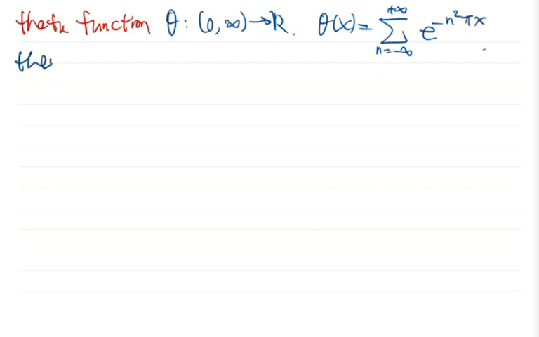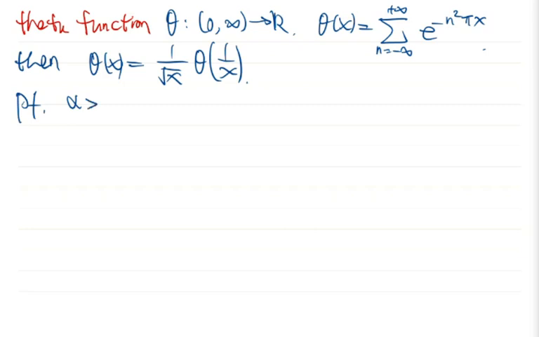Then theta x equals square root of 1 over x, theta 1 over x. This is the relation of the value of theta function at x and 1 over x. To prove this result, we need to take a function and apply the Poisson summation formula for that function. A suitable function is this: given alpha positive, we consider f x equal exponential of minus alpha x squared.